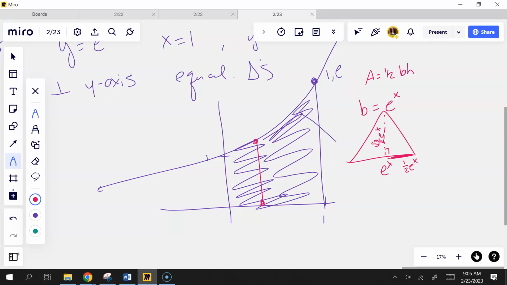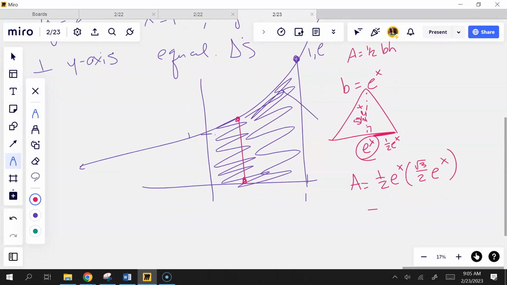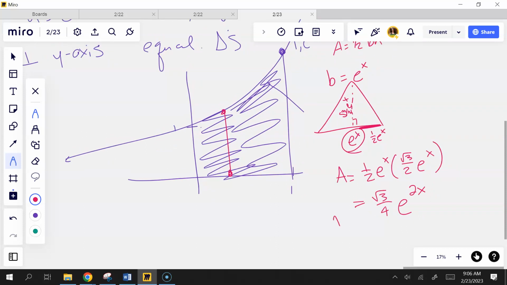Everybody okay there? So the area of one triangle here is 1/2 base, which we said was e to the x, times height, which we said was square root of 3 over 2 e to the x. I just put these together. This would be square root of 3 over 4, e to the x times e to the x would be e to the 2x. So then for the volume, I'm just going integral from 0 to 1, square root of 3 over 4 e to the 2x dx.